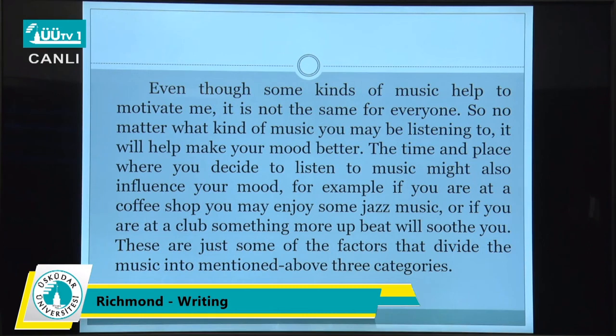In our last paragraph, let's look at the last sentence. It is the restating of the thesis statement. These are just some of the factors that divide the music into the above-mentioned 3 categories. And overall, it gives us the closing remarks. It gives us the major points of our essay.